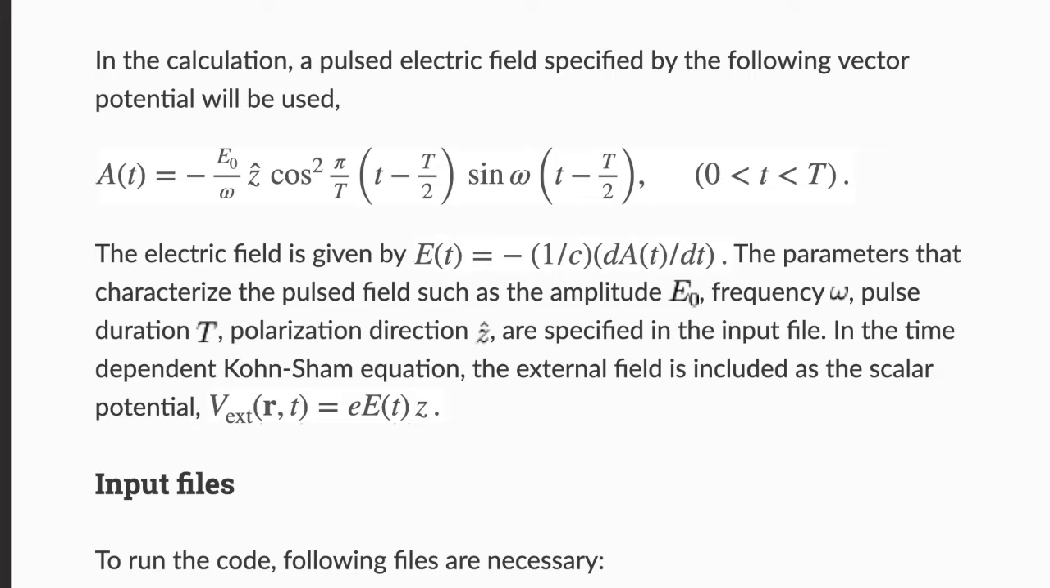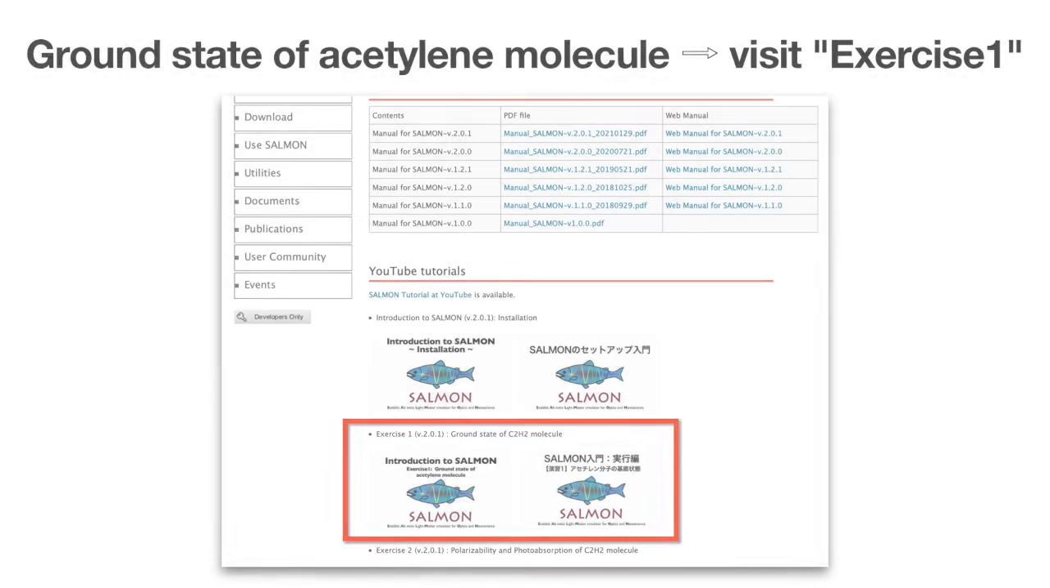Using this electric field and the ground state as the initial condition, we solve the time-dependent Kohn-Sham equation. The electric field is incorporated as a scalar potential of the form V equals E e t z. Now let us use SALMON to calculate the electronic motions that occur when this electric field is applied to the acetylene molecule. It is assumed that the ground state calculation of the acetylene molecule has been completed in Exercise 1.